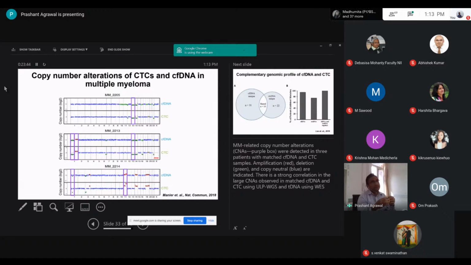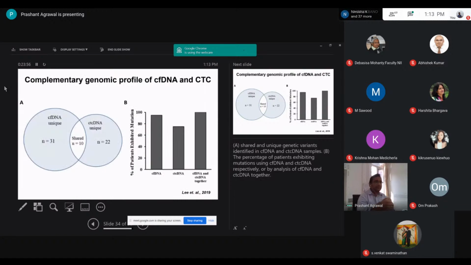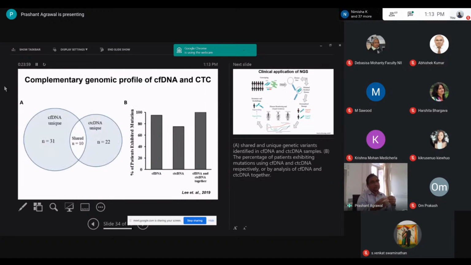So again, this was done on a multiple myeloma sample, and you could see that the 3 samples they have checked again show a similar pattern of alteration. It doesn't matter whether you use CTCs or ctDNA. So they are complementary. There would be another way, if you could access both CTCs and ctDNA, and do a similar kind of sequencing.